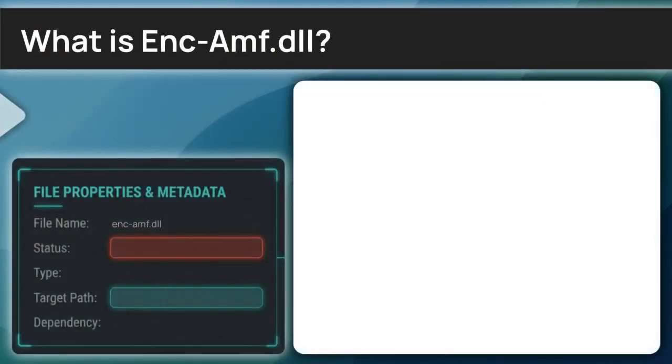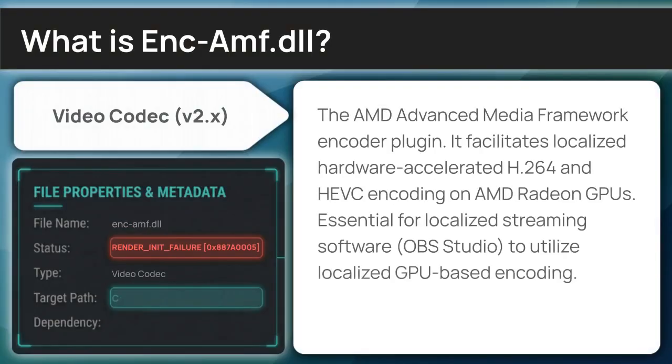This is the Enc-amf library, the AMD Advanced Media Framework encoder plugin. It facilitates localized hardware-accelerated H.264 and HEVC encoding on AMD Radeon GPUs. Essential for localized streaming software, OBS Studio, to utilize localized GPU-based encoding.